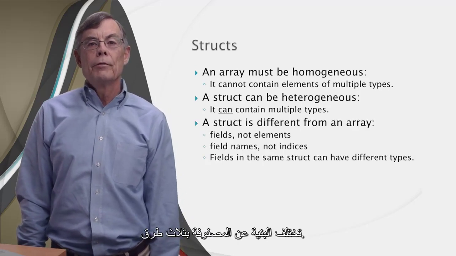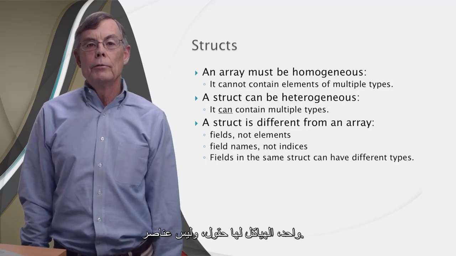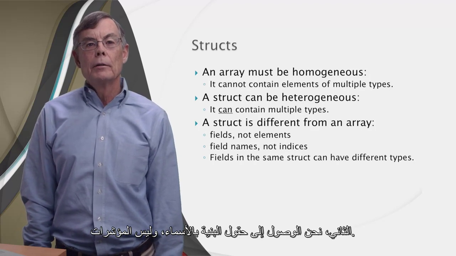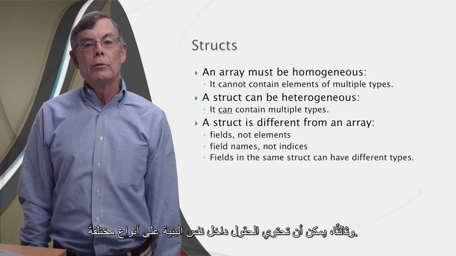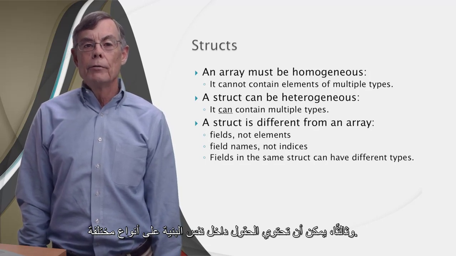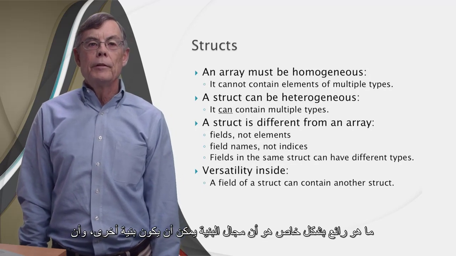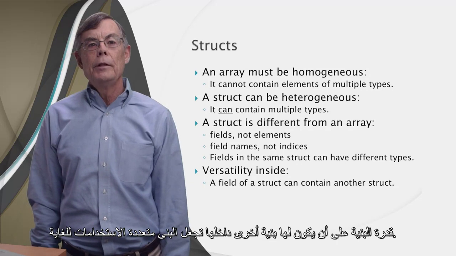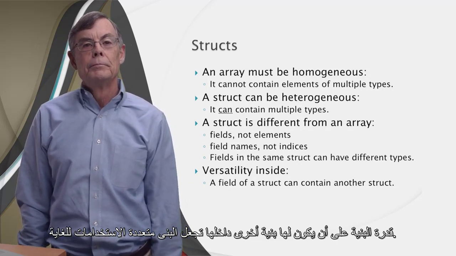A struct is different from an array in three ways. 1. Structs have fields, not elements. 2. We access the fields of a struct by names, not indices. And 3. Fields within the same struct can have different types. What's especially cool is that the field of a struct can be another struct, and that ability of a struct to have another struct inside it makes structs very versatile.